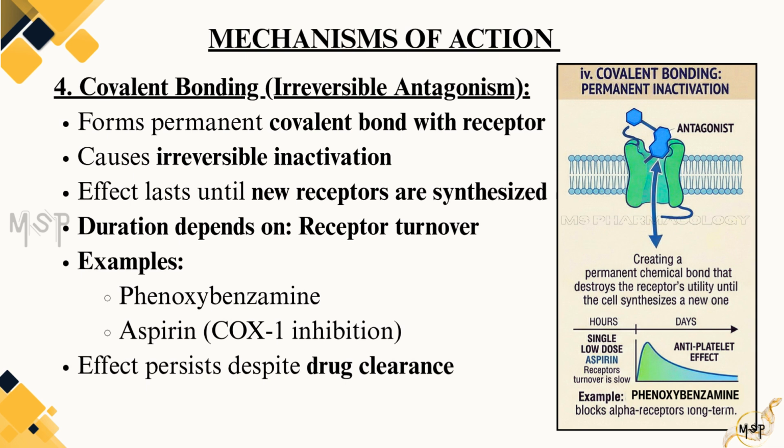Mechanism 4. Covalent bonding. The antagonist creates a permanent chemical bond with the receptor, destroying its utility until the cell synthesizes a new one. The drug essentially becomes part of the receptor protein. Critically, the duration of covalent antagonism is not determined by the drug's plasma half-life, which may be short, but by how fast the body replaces the blocked receptors or enzymes.